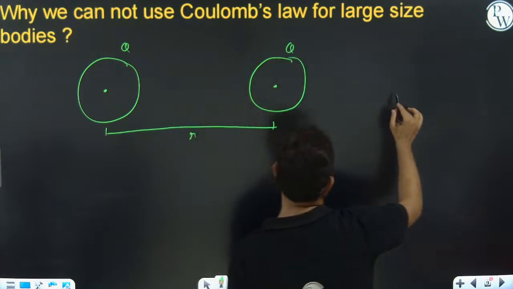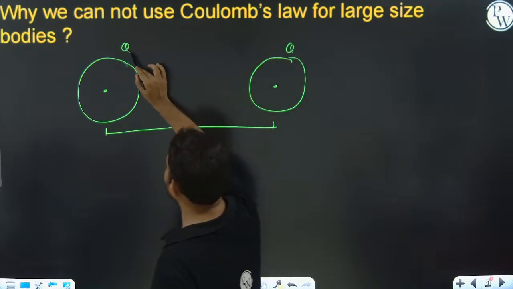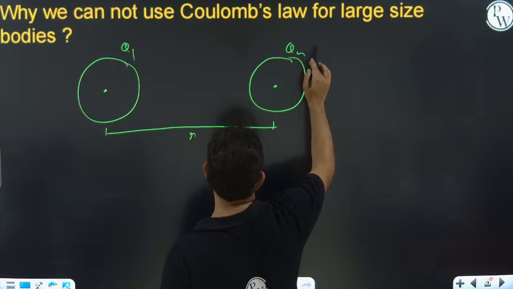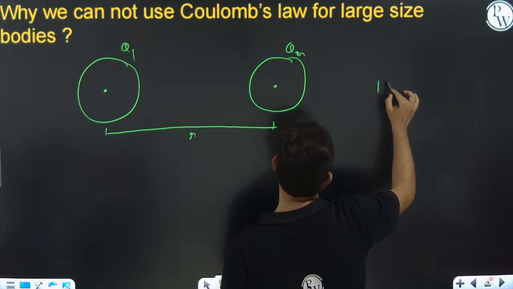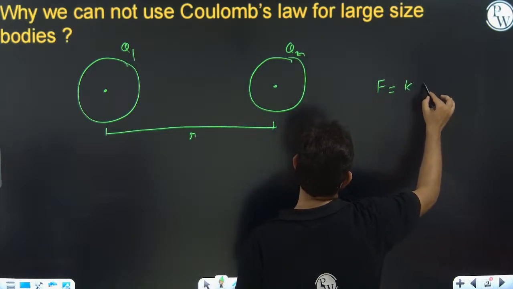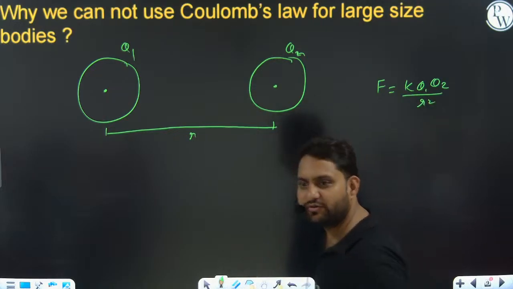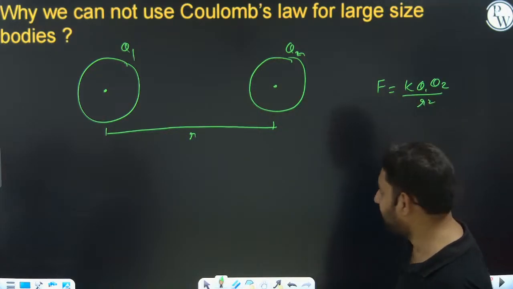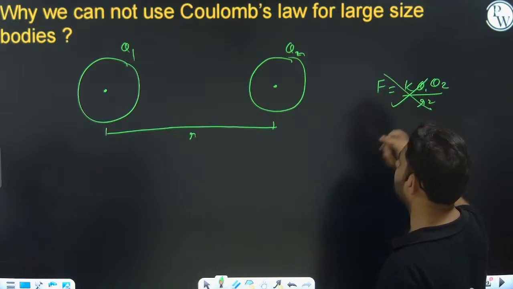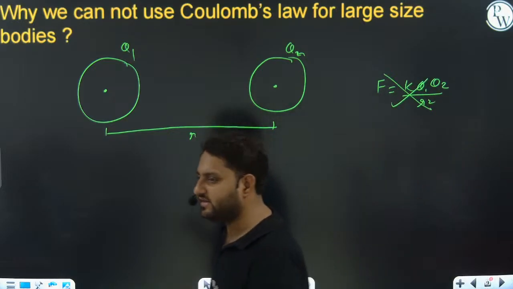So if I apply the q1 or q2, can also be different charges are also possible. If I apply Coulomb's law, the force should be k q1 q2 upon r square. Is it correct or not? No, it is not correct. Why is it not correct? This is wrong. We cannot apply it here. The reason is very simple.